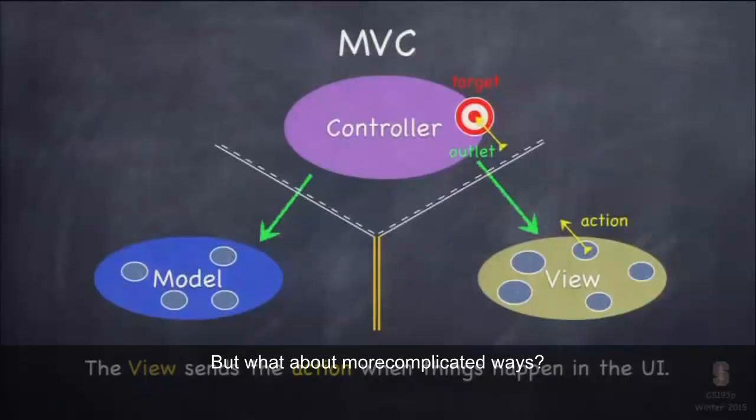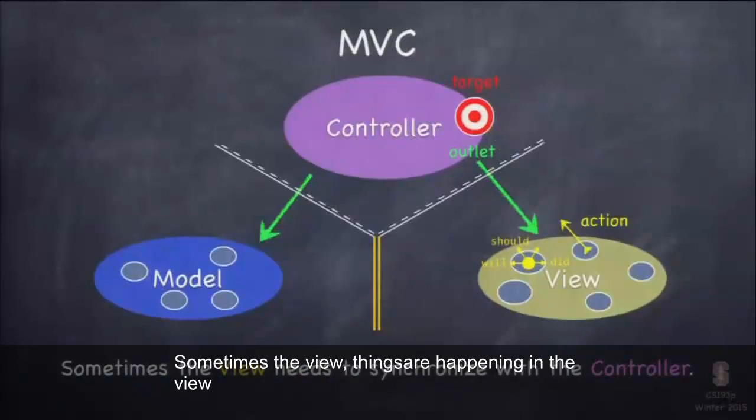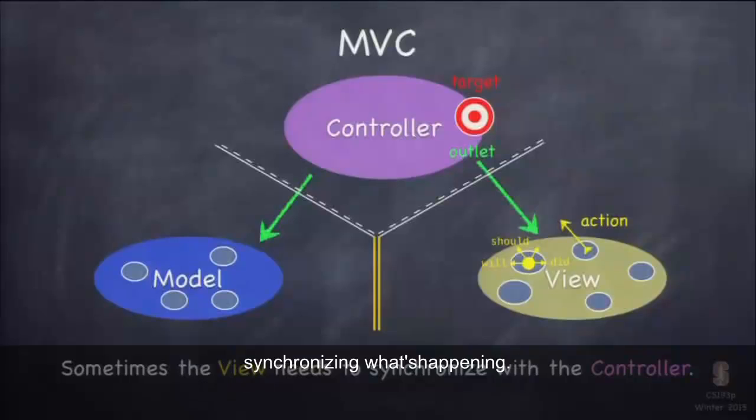Okay? But what about more complicated ways? Sometimes things are happening in the view that are somewhat complicated, and the controller needs to be informed of what's going on, synchronizing what's happening. And one way to think about this is these words I put up here: will, should, and did. When the view is, let's say I'm a scroll view and I'm scrolling around, and I want to let the controller, somebody, know that the user just did scroll. Okay?